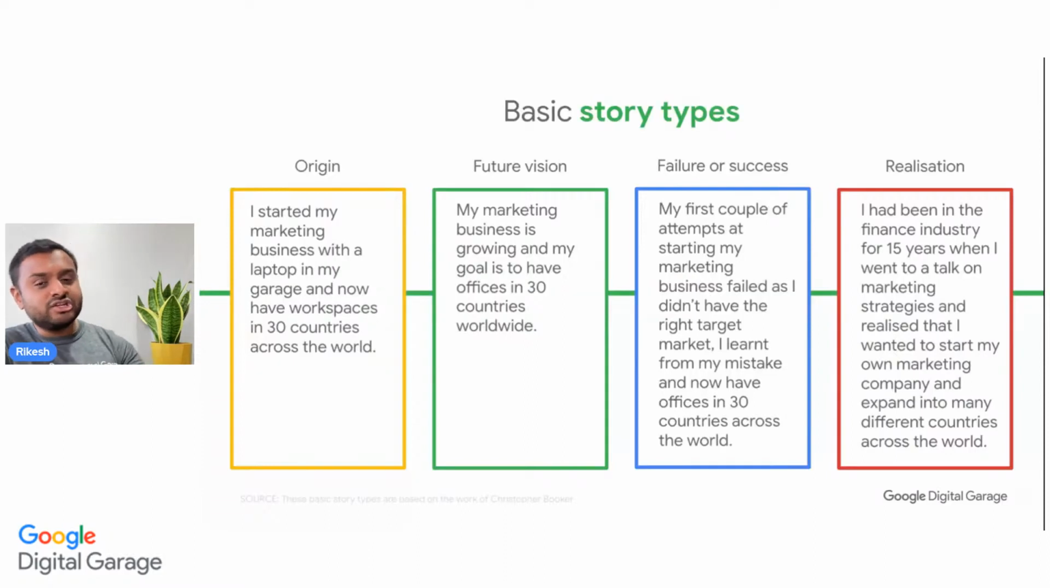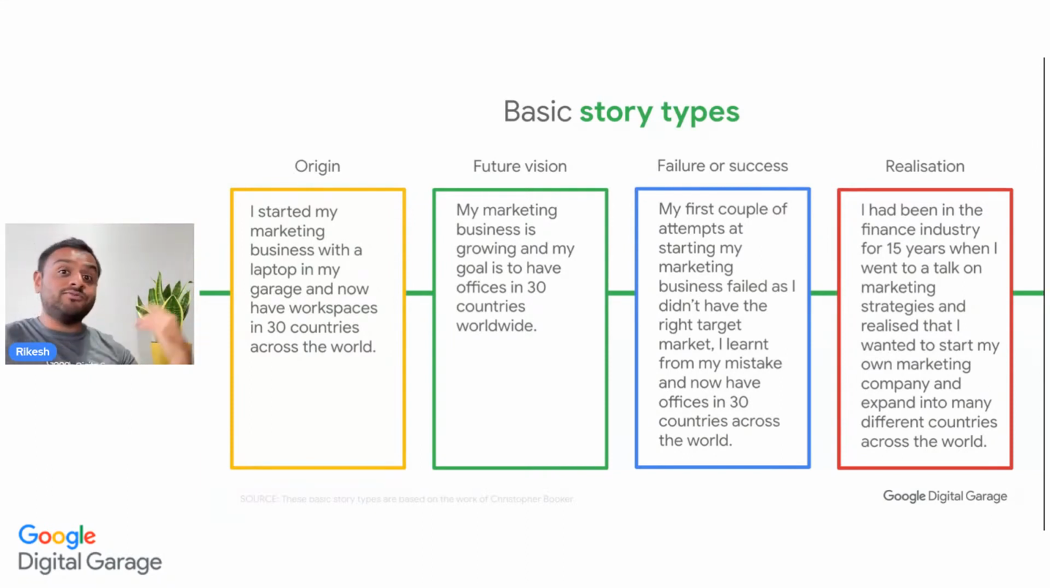Now, there are different types of storytelling that we can do. There are essentially 4 basic story types that have been identified, based upon the works of Christopher Booker. So you've got your origin type of story. I like to refer to this as your classic Drake type story. To quote one of Drake's lyrics, you started from the bottom, but now you're here. So it's something like, I started my marketing business with a laptop in my garage and now have workspaces in 30 countries across the world.